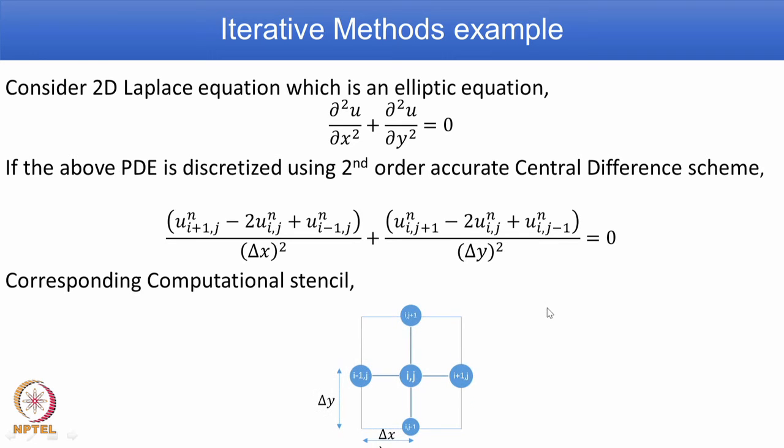A corresponding computational molecule is shown here. So, i, j is the point of interest, and we consider values from the neighbors i minus 1 comma j and i plus 1 comma j in the x direction. Similarly, in the y direction you have i, j plus 1 and i, j minus 1. So, these 4 neighboring nodes contribute to the solution at node i comma j.